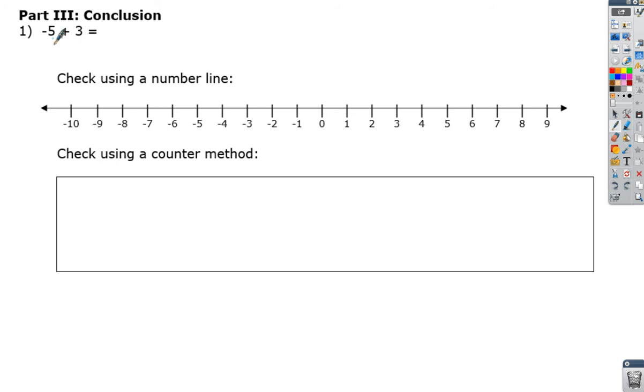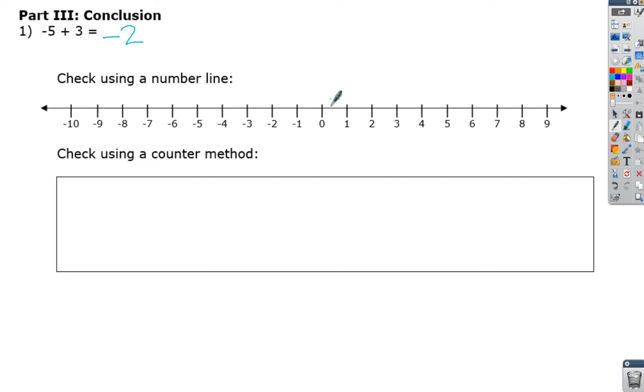So we have negative 5 plus 3, a negative and a positive. The signs are different. So we're going to take the difference and keep the sign of the bigger number. So 5 minus 3 is 2. Our bigger number is 5, so our sign is negative.